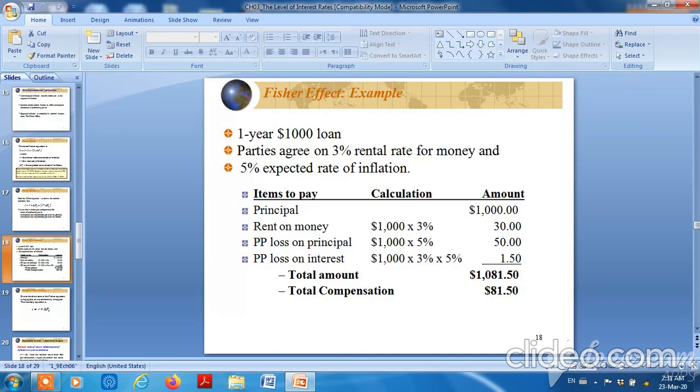طيب نضربه في expected rate of inflation 5% equal to $1.5. So the total amount that will be paid to the lender will be $1,081.5. The total compensation, of course, will equal $81.5. So $81.5 will be paid as compensation from the borrower to the lender.